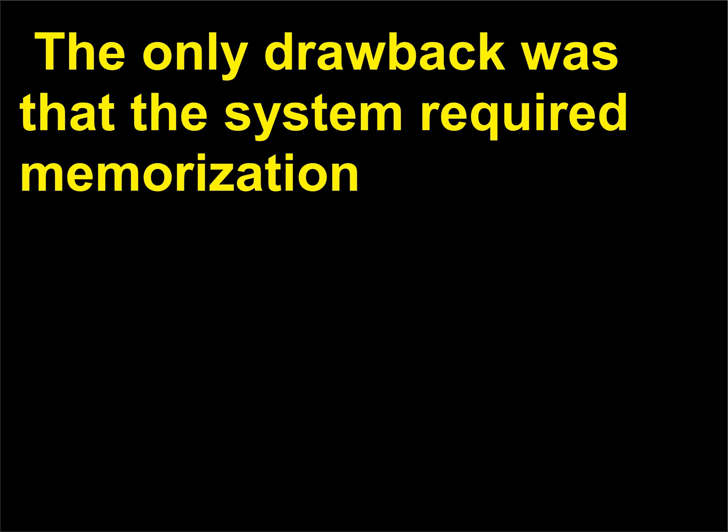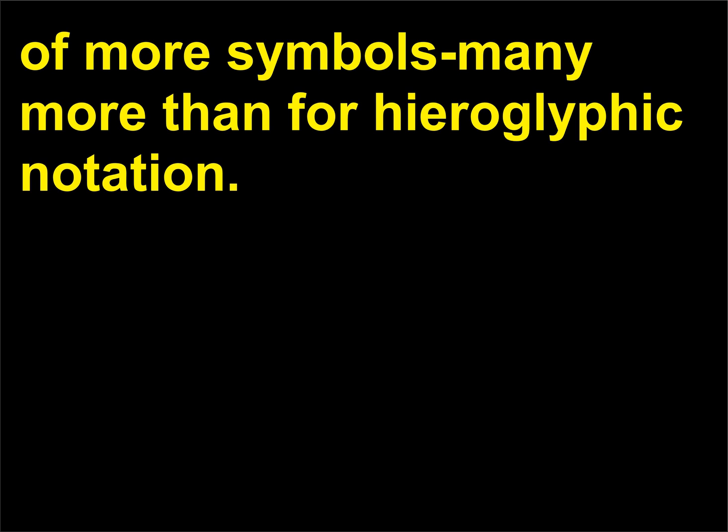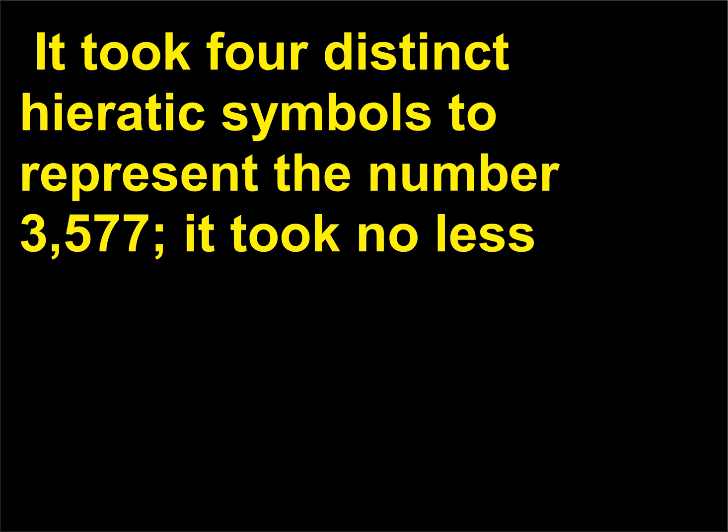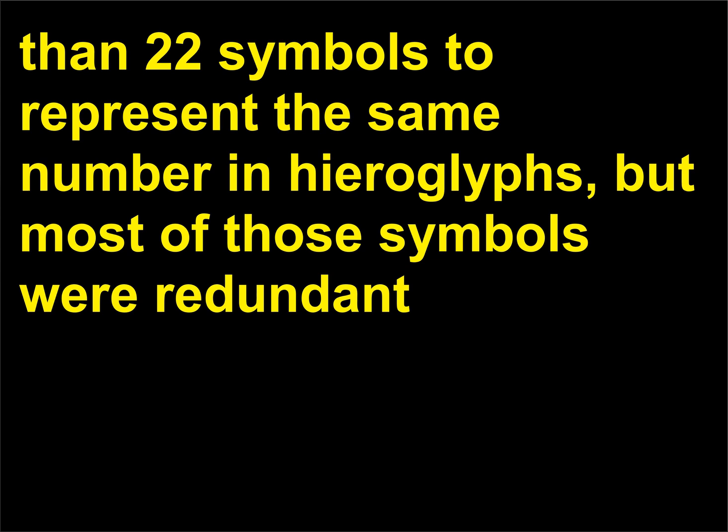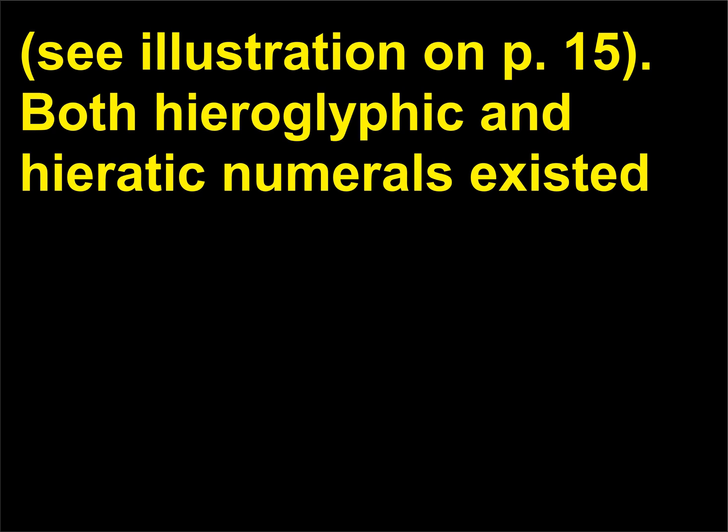The only drawback was that the system required memorization of more symbols, many more than for hieroglyphic notation. It took four distinct hieratic symbols to represent the number 3577, it took no less than 22 symbols to represent the same number in hieroglyphs, but most of those symbols were redundant. See illustration on p15.